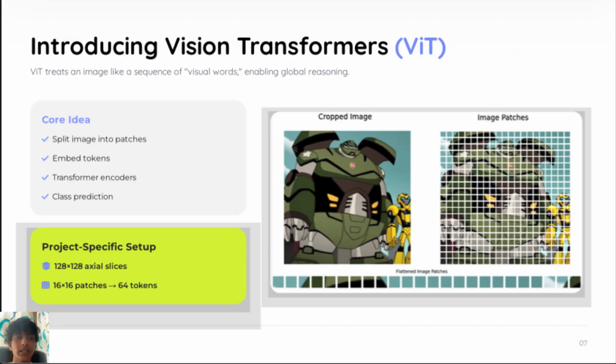For this project, each MRI slice was resized to 128 by 128 pixels. Then the image was divided into 16 by 16 patches. This created 64 visual tokens for each slice. These tokens were passed into the transformer encoder layers where the model learned which parts of the image were most important for classification. This approach is useful because every patch can interact with every other patch. This gives the model a more global view of the brain.